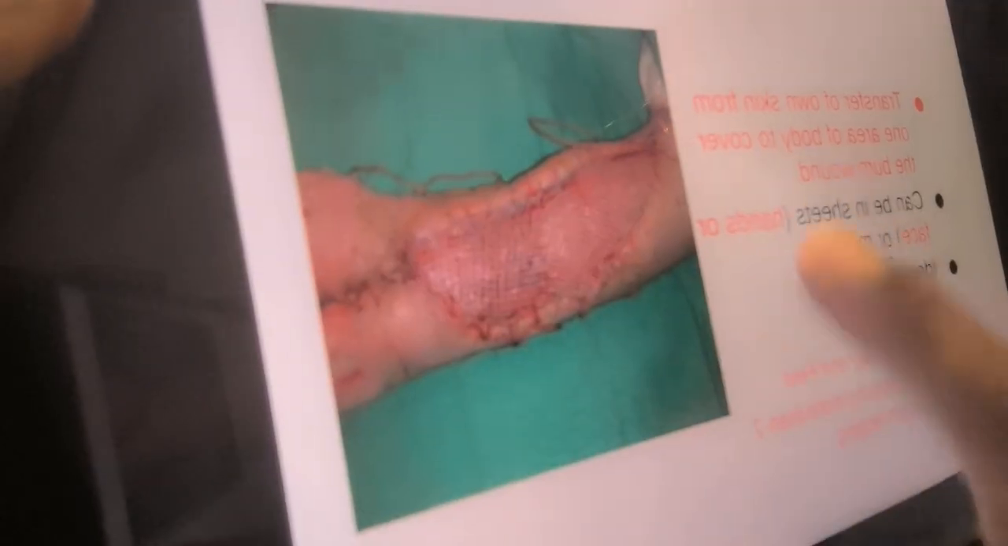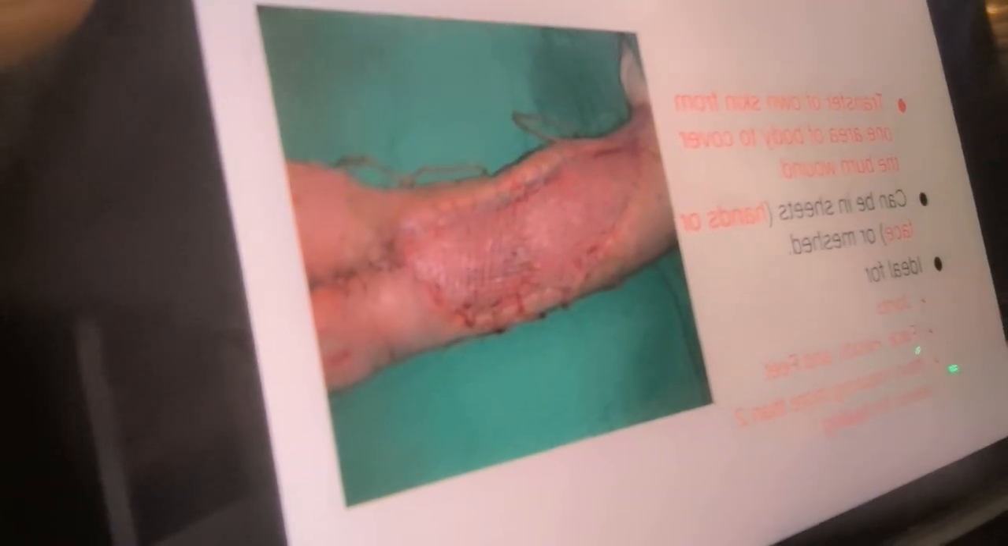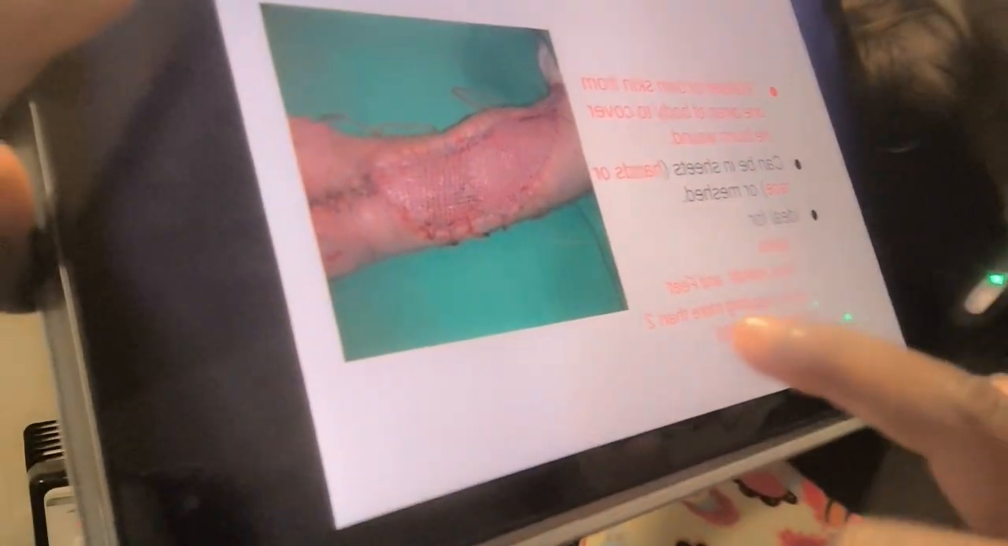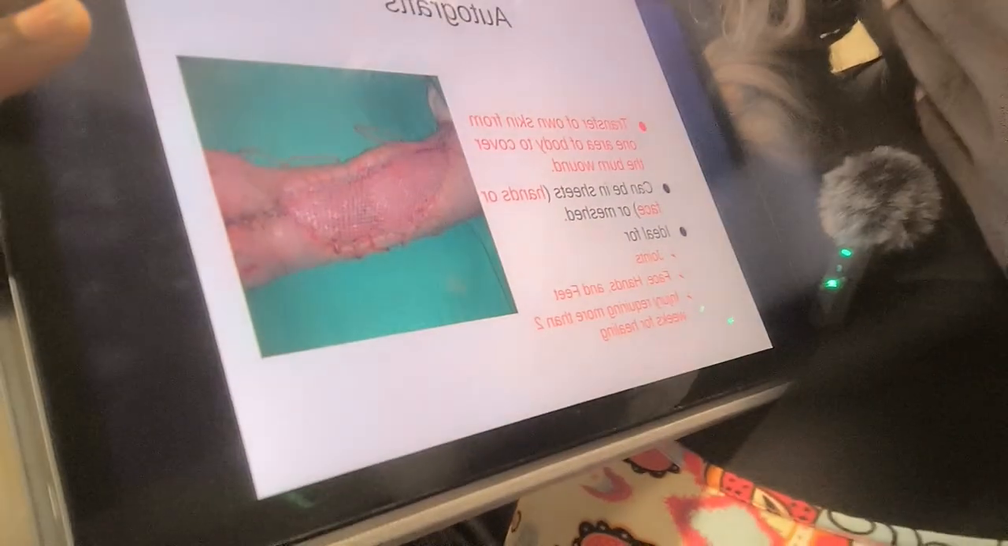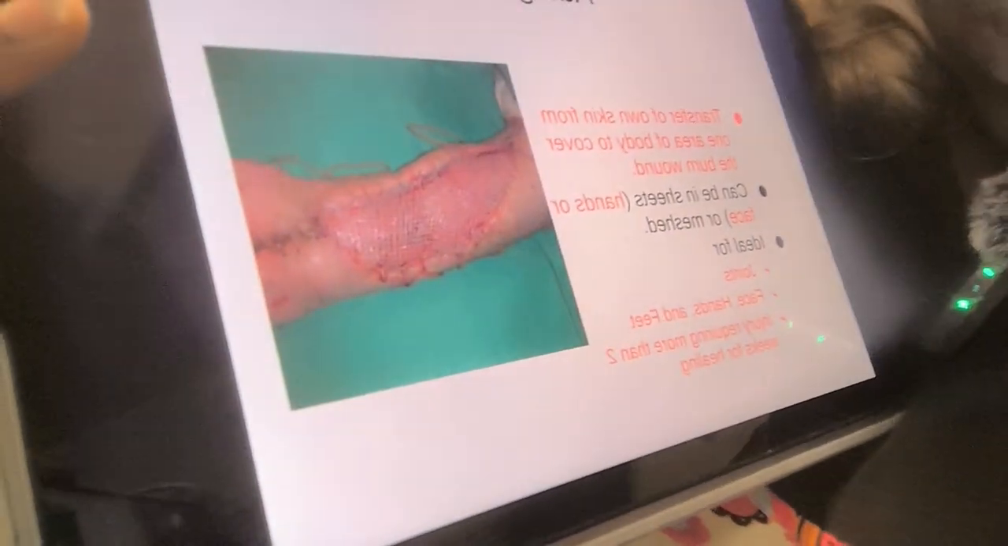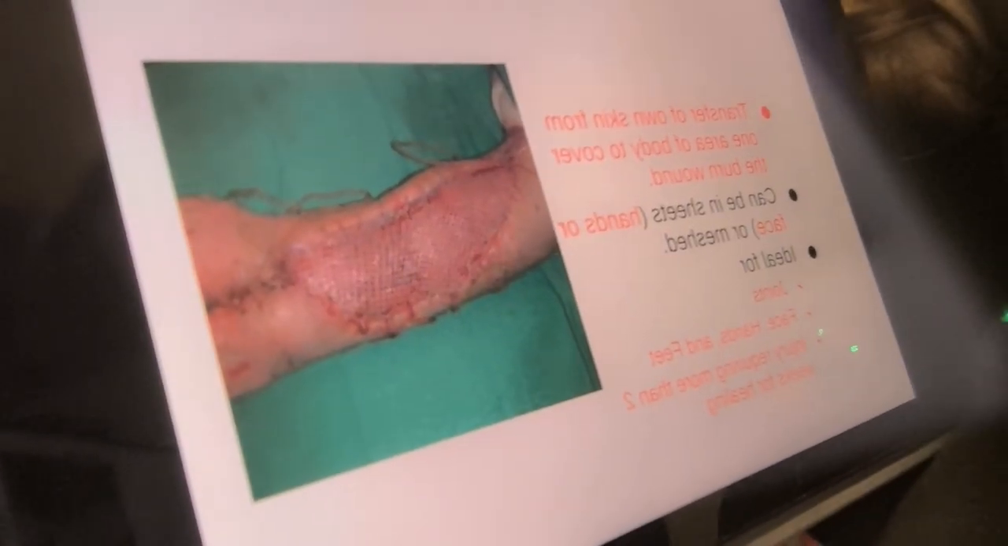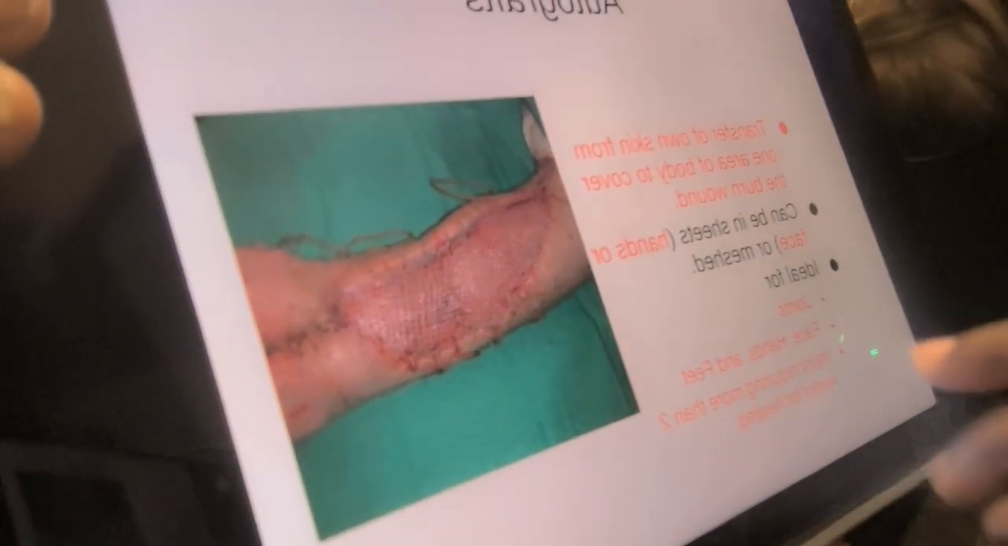Meshed. Mesh is ideal for joints, face, hands, and feet, and injuries that require more than 2 weeks of healing. And then sheet is the other one, where it's really cosmetic, and it's basically for hands or face.